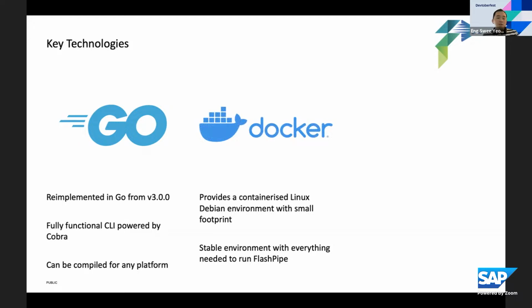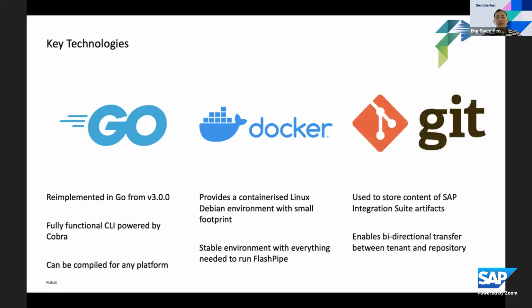As I've already mentioned, the second key technology of FlashPipe is Docker. Docker provides a containerized Linux Debian environment, which has a very small footprint, so that it's quick to pull off the Docker Hub. So this container image provides a stable environment with everything that is needed to run FlashPipe.